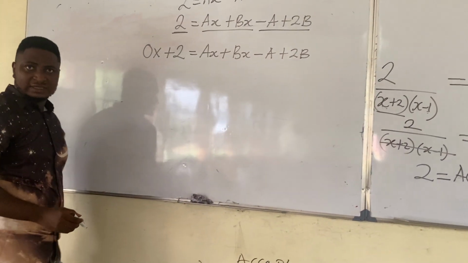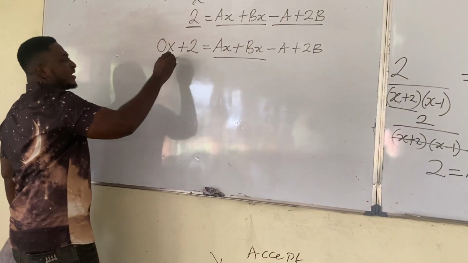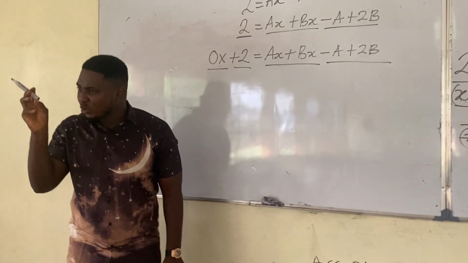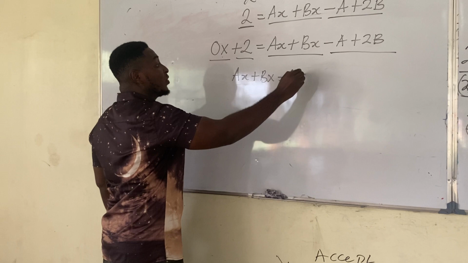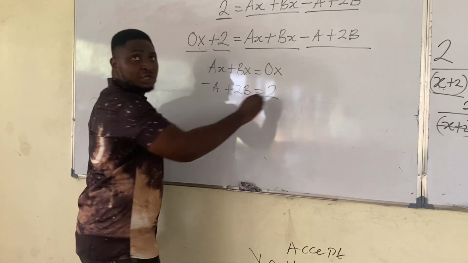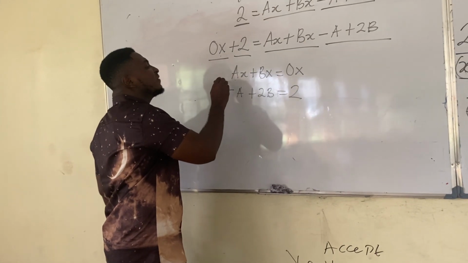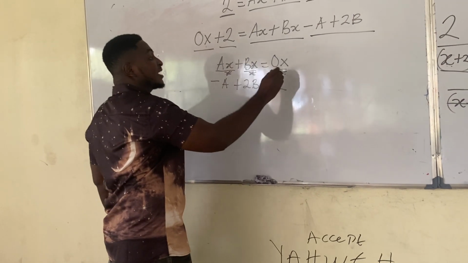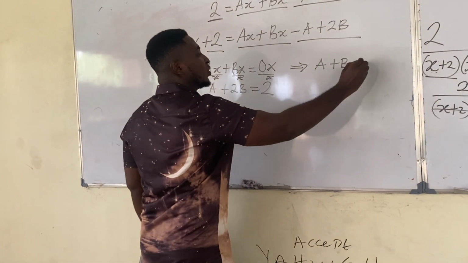Now see what we're going to do, class. Why did I introduce 0x here? Because I want to equate elements that have x to elements that have x, and elements that do not have x to elements that do not have x. I'm going to form 2 equations. So ax plus bx equals 0, and minus a plus 2b equals 2. If we divide ax plus bx equals 0 all through by x, x cancels x, and what will be left? This implies that a plus b equals 0.